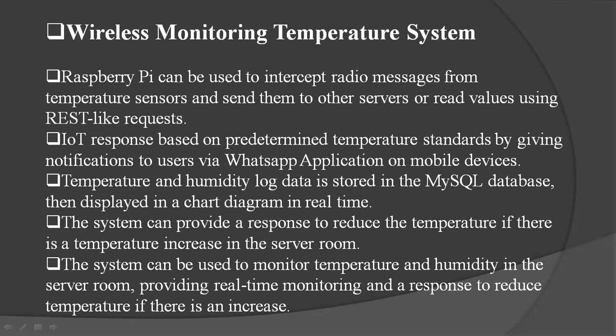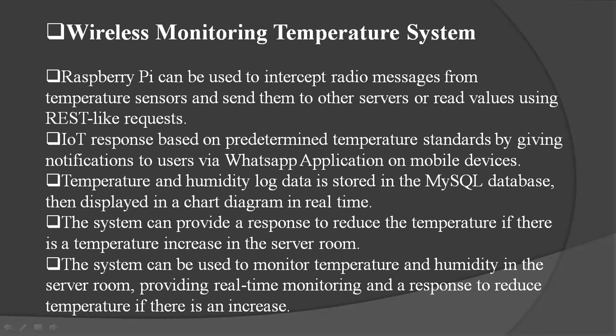As for this temperature monitor system, the Raspberry Pi is used to intercept radio messages that we are getting from the temperature sensors, and then we will send them to the servers, or we will read the values using the REST-like request. These responses are based on predetermined temperature standards, so that will give notifications via the WhatsApp application on mobile devices. This temperature and humidity log data will be stored in a MySQL database and then displayed in a chart diagram in real time.